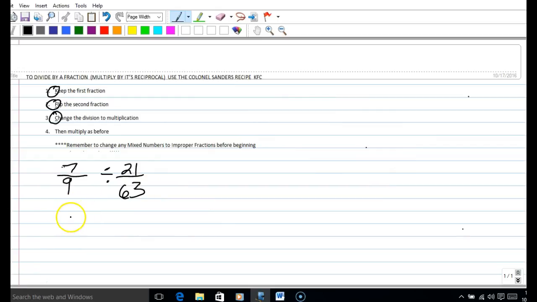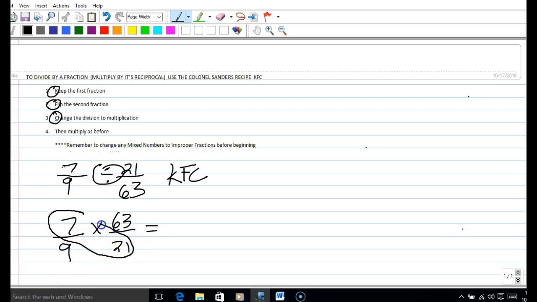Here again we're dividing 7/9 divided by 21 over 63. So I'm going to use my friend the great Colonel's recipe for division, which is keep. So I'm going to keep the 7/9. I'm going to flip the second fraction, so that becomes 63 over 21. And I'm going to change my division to multiplication. Now again, I don't necessarily want to multiply 7 times 63 unless it's absolutely necessary. So I look at these numbers. Now that I have applied the Colonel's recipe, it is a multiplication problem. So now I can cancel.